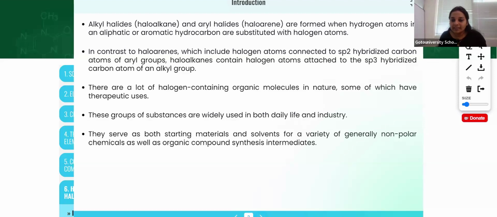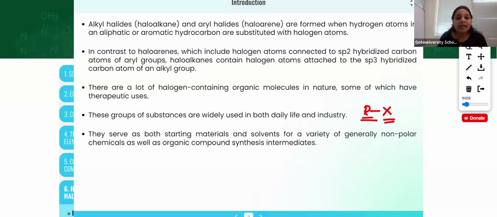Normally, haloalkanes have the general formula RX. Here R is the alkyl group, or it may be some aryl group, and X is the halogen. So they are generally called haloalkanes. Haloalkanes are mainly divided into two classifications, but before that we are moving to the introductory part.